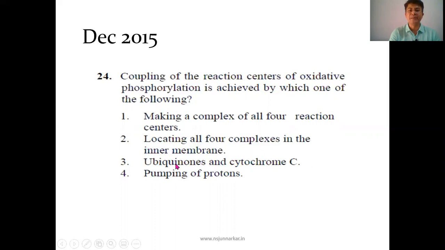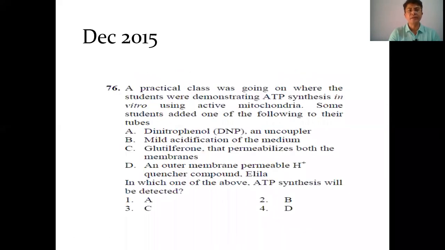These are mobile elements or mobile carriers, so they can get mobilized from one place to another within the cytoplasmic membrane or in the inner membrane of the mitochondria, and so these are the correct options: ubiquinone and cytochrome C.